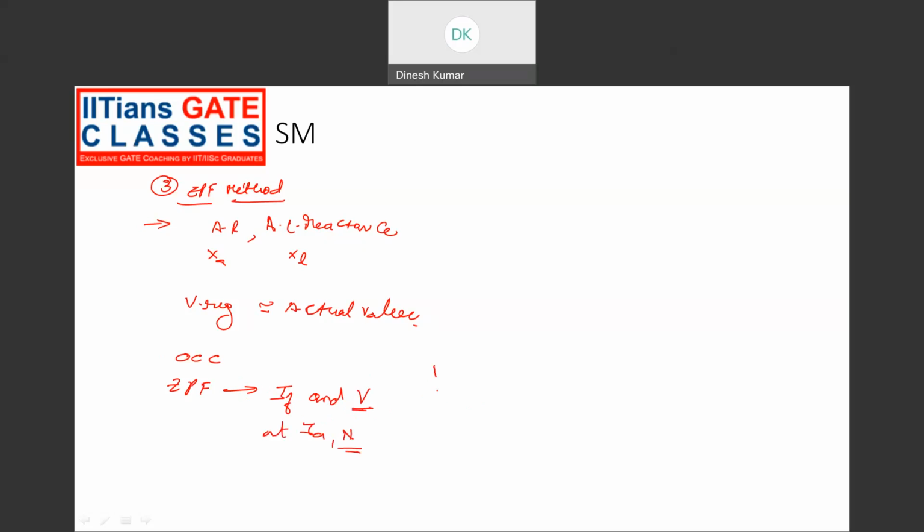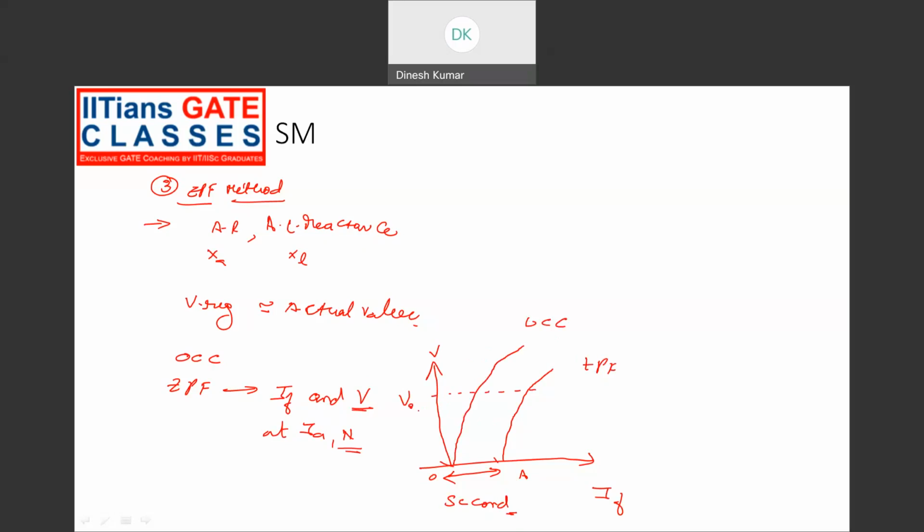ZPF characteristics will look like this. This is the terminal voltage V, this is the field current. The ZPF characteristic will start from here. Let's say this is the origin and this point is A. So OA is nothing but the field current corresponding to the short circuit condition. This is the OCC characteristic, this is the ZPF characteristic. Let's say this is our rated voltage, V rated.